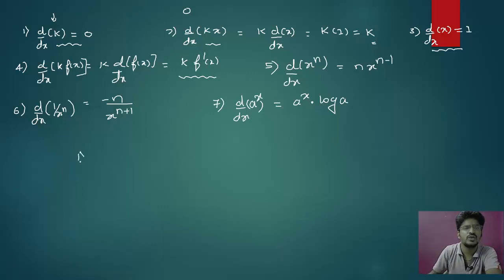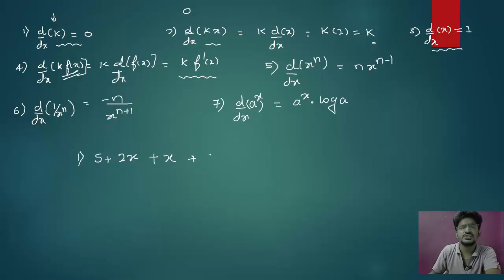For example, what was my first formula? K, constant. I will write it as 5 plus. Next it was k into x. I will write 2 into x plus. See again, here differentiation of x is 1. I will write here x plus. Here k into f of x, no problem. You leave it because k into f dash of x you are going to get.